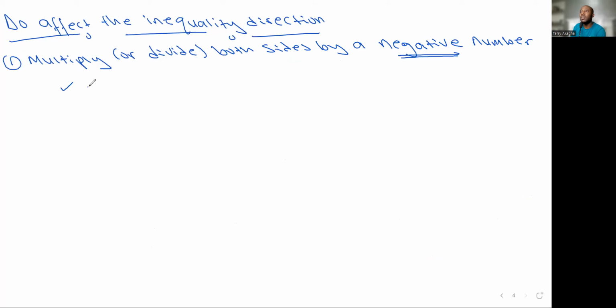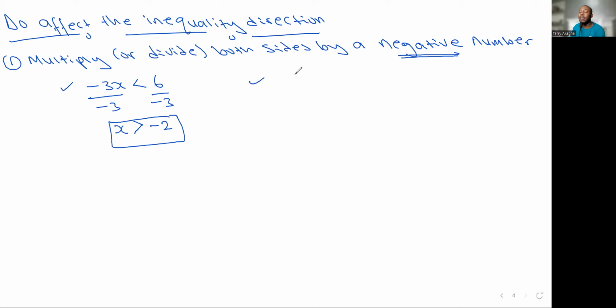So for instance, we have minus 3x is less than 6. In order to remove this x, we divide both sides by minus 3. Are you seeing it? Now, because we are dividing by minus 3, the less than is going to change to greater than. Are you seeing it? It's going to change to greater than minus 2. Is this making sense? So when you divide by a negative number, it's going to change.